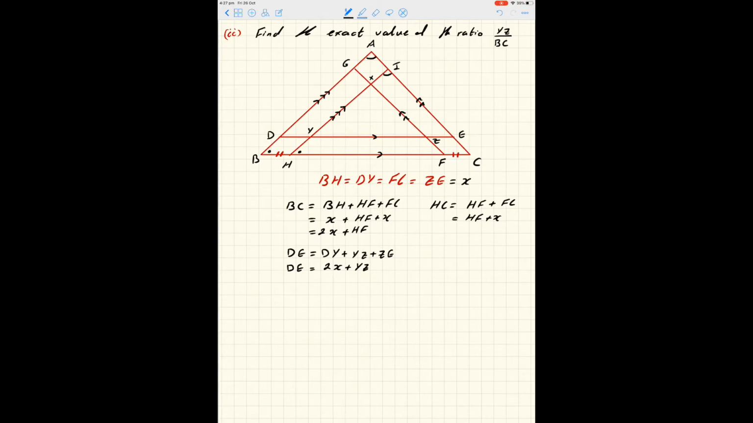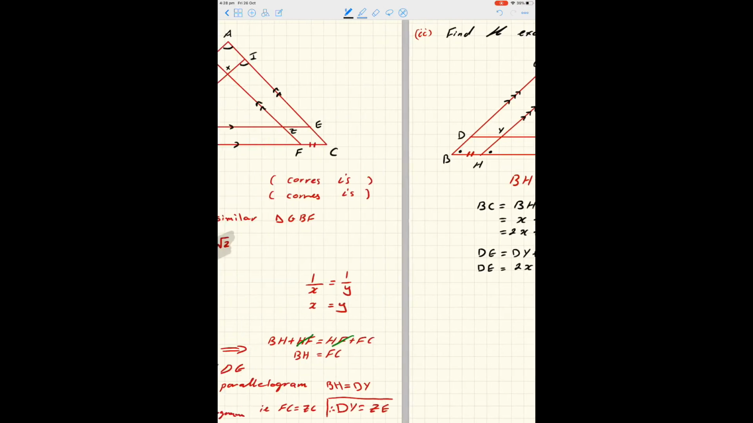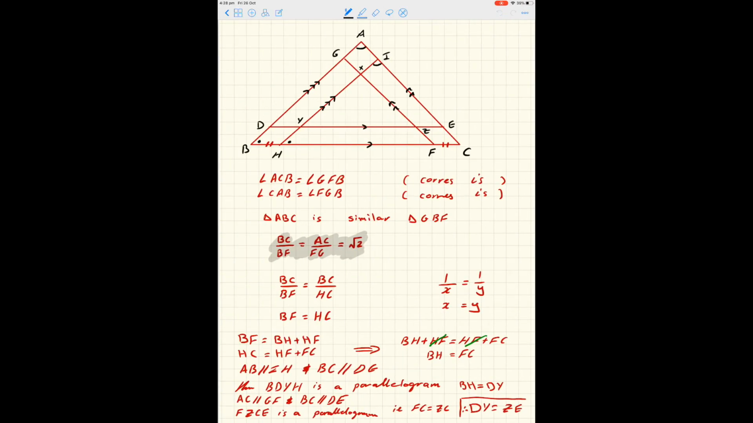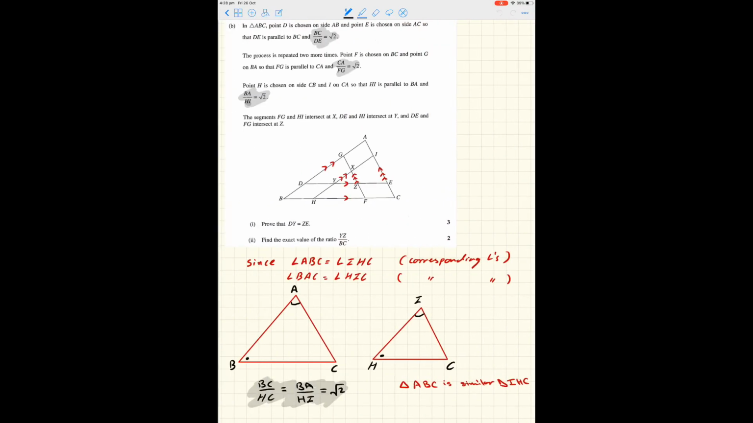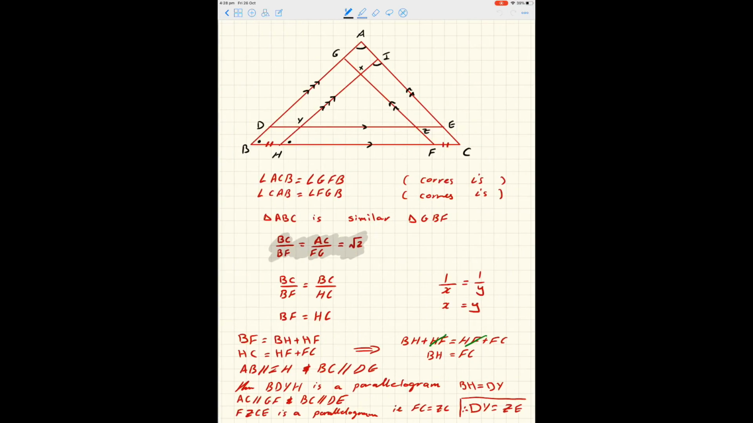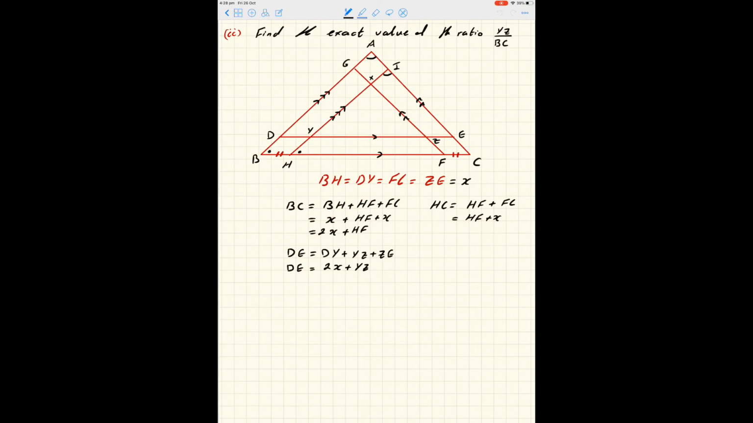Now, let's remember what we did in the first part, because at some stage we mentioned something. I have an expression for BC and an expression for HC. If you go back to the first video, you would have seen we worked out BC over HC to equal the square root of 2. Here we go, down the bottom, we've got BC over HC, which is equal to BA over HI equals root 2. Keep that in mind because we're going to use that.